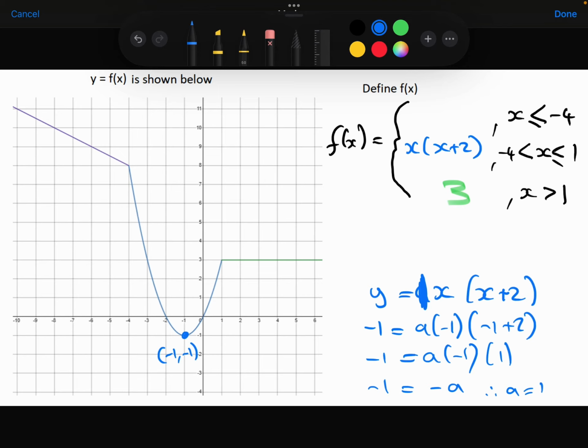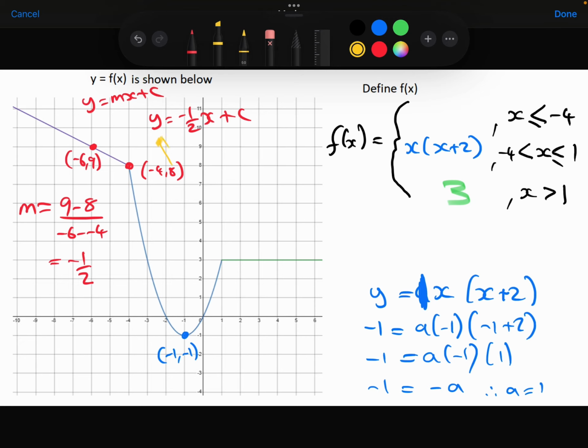And then finally, the purple part of this graph, that's a straight line. So I'm thinking y equals mx plus c. Let's pick 2 points that we can read off easily. Let's pick those 2 points. This is the coordinate minus 6, 9. And this is the coordinate minus 4, 8. So change in y, divide by change in x, we get minus 1/2. So my gradient is minus 1/2.